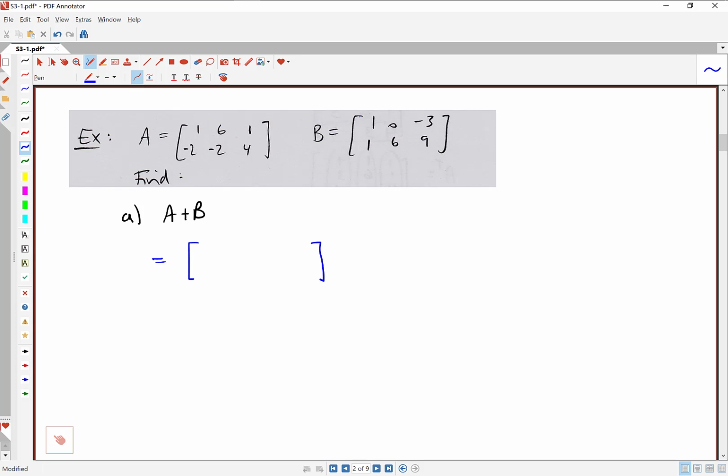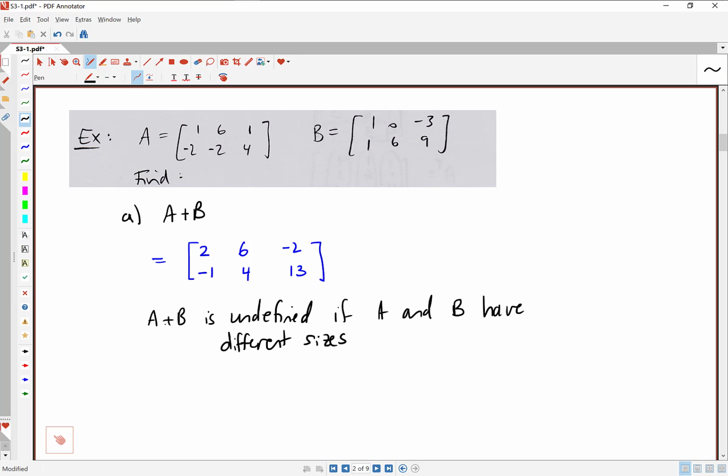So in the top left, we'd have 1 plus 1 is 2. Moving across the top row, we'd have 6 plus 0 is 6, and 1 minus 3 gives us negative 2. And so we're just going to continue that way, always adding the corresponding entries together. So in the bottom row, we'd have negative 1, positive 4, and then for the bottom right, 4 plus 9 is 13. The sum A plus B is undefined if A and B have different sizes.